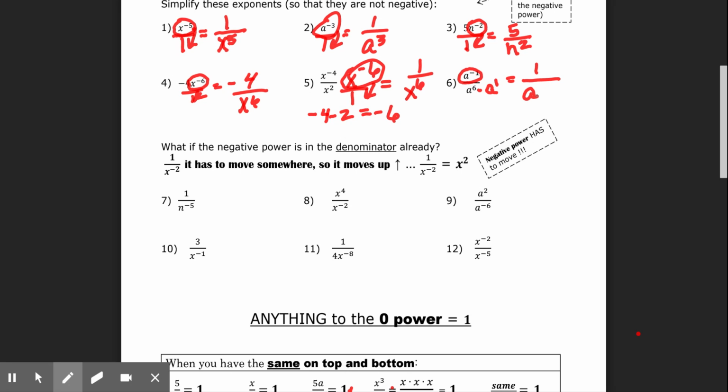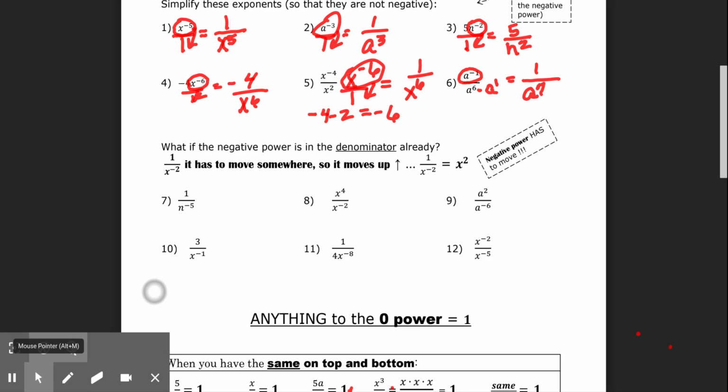Now remember back when we were multiplying with a common base, you added the exponents. So this would be 6 plus 1, which is 7. So a raised to the 7th power. So that's just another way to actually get your answer. So you can either do it like I did on number 5, or you can move it down and do it like I did on number 6.